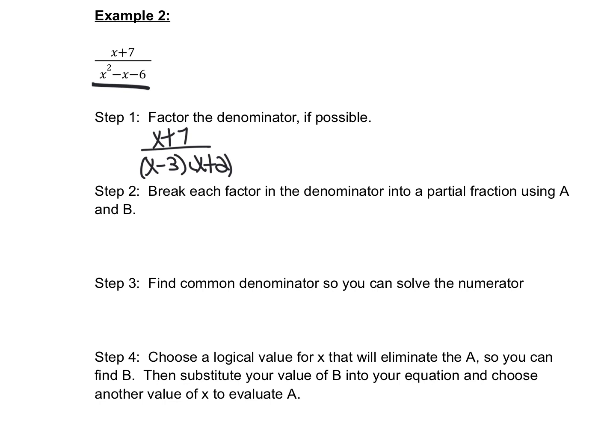Step 2, we're going to break it apart into partial fractions here, so that's our decomposition. So we're going to break each into a piece here. We're going to rewrite the first thing the exact same. We're going to have x plus 7 over x minus 3 and x plus 2. And we are just going to take each of those factors in the denominator. We're going to make them into their own piece.